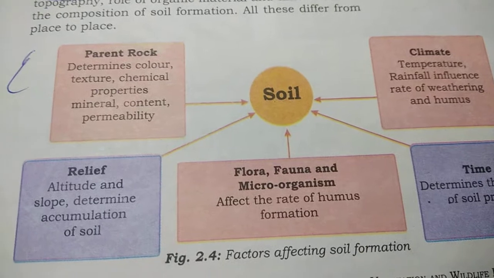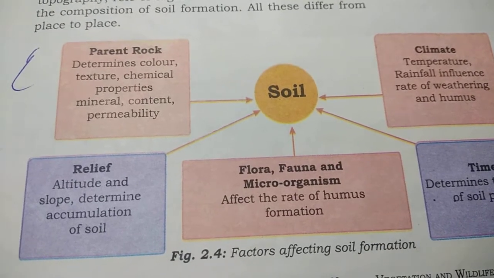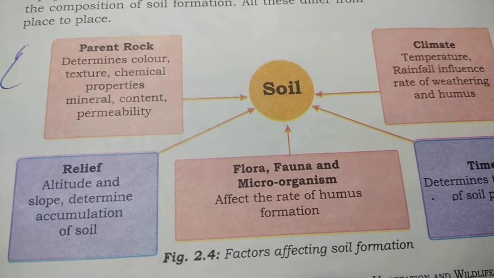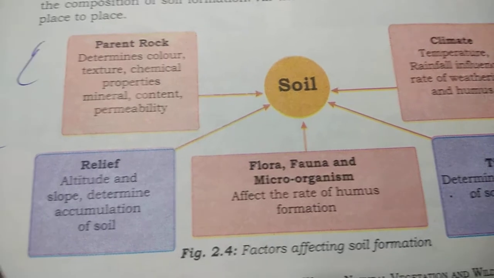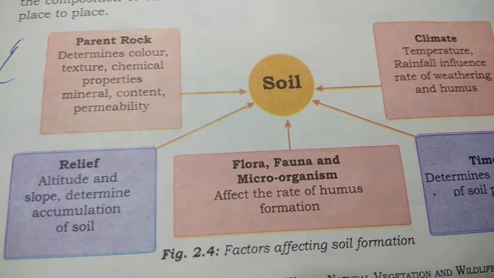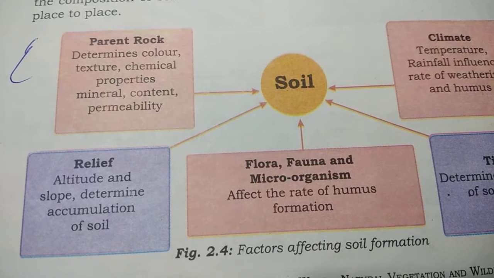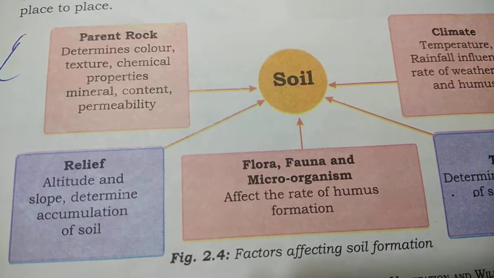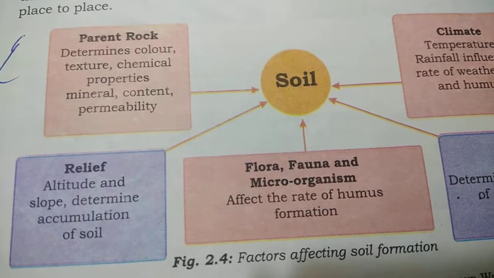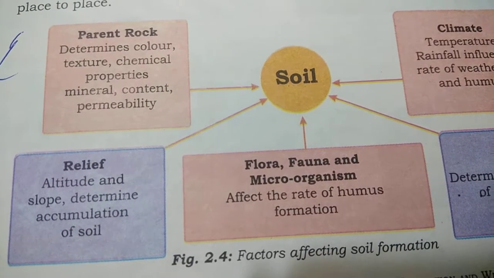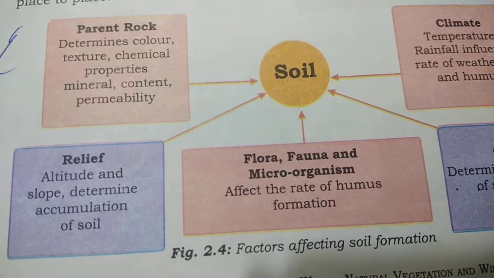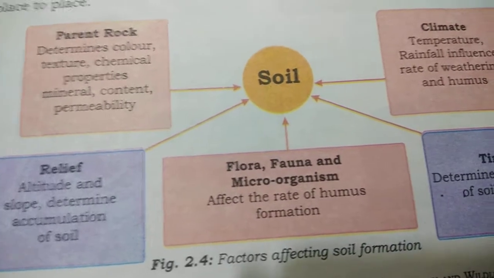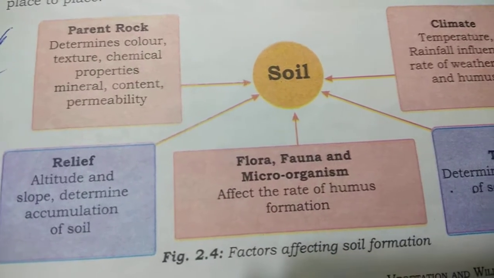Parent rock. Now what is parent rock? Suppose you have black soil, that means the rock must be black in color. So the parent rock, the rock which wears away due to weathering, gives the soil its color, its texture, its chemical properties, the minerals which are present in it, and permeability, how much water it can retain. It is got from the parent rock.